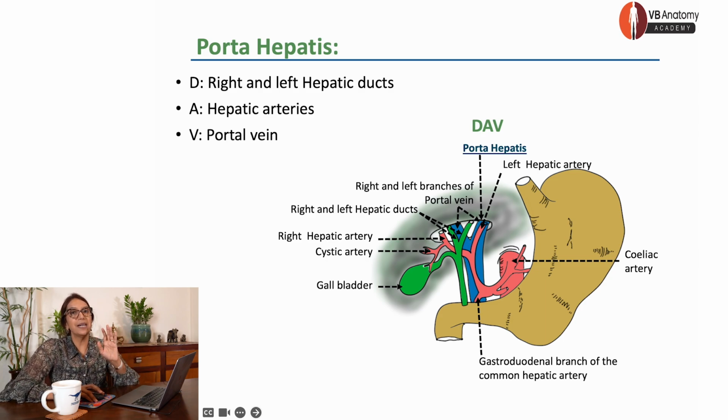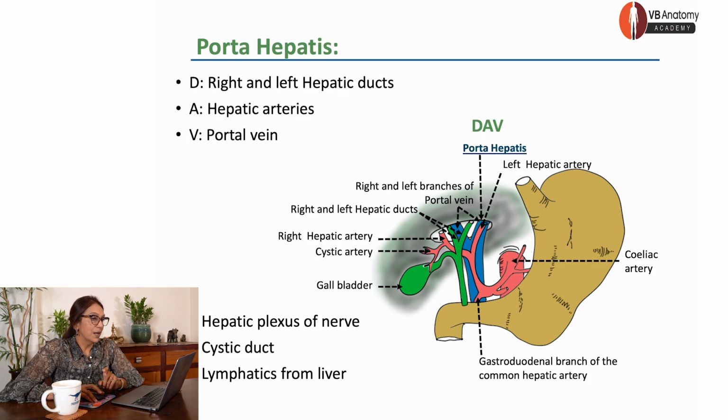Structures at porta hepatis: DAV. Hepatic ducts D, hepatic arteries A, and the portal veins V, DAV. Also present here is the hepatic plexus of nerves, cystic duct, and lymphatics from the liver. So that's the porta hepatis. That's where you find your portal vein.